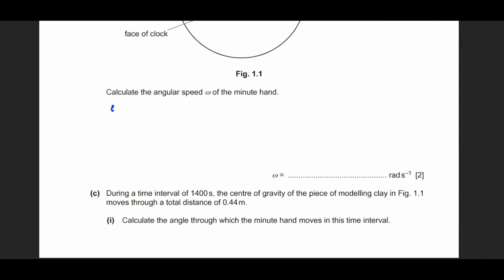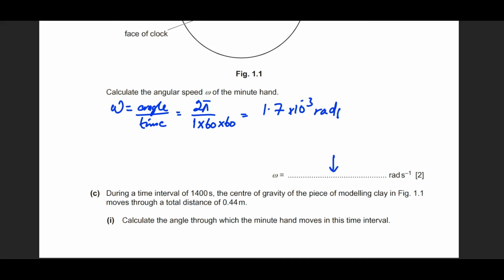So omega is equal to the angle divided by the time taken for that angle to be covered. That is a complete 2 pi angle, which is 360 degrees, divided by the minute hand, which will be taking 1 hour. So 1 hour multiplied by 60 minutes multiplied by 60 seconds. This will give you 1.7 into 10 raised to power minus 3 radians per second. So write this answer over here.